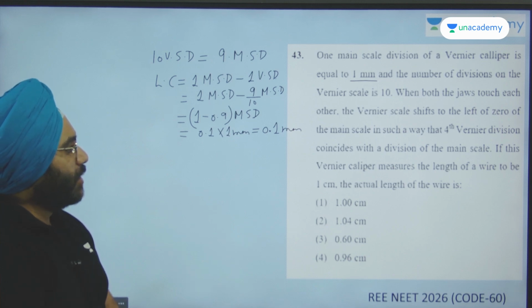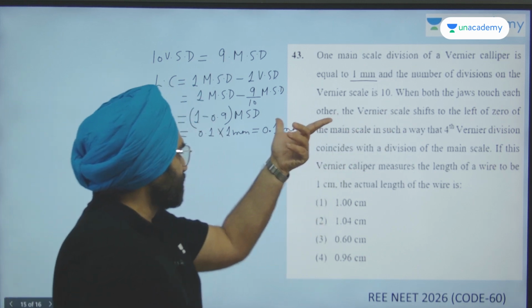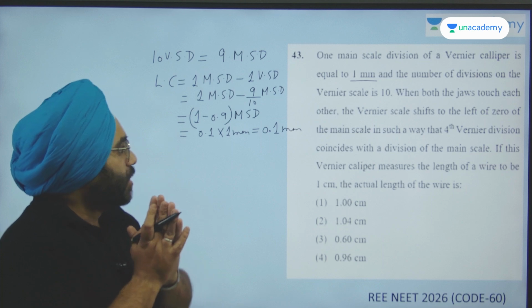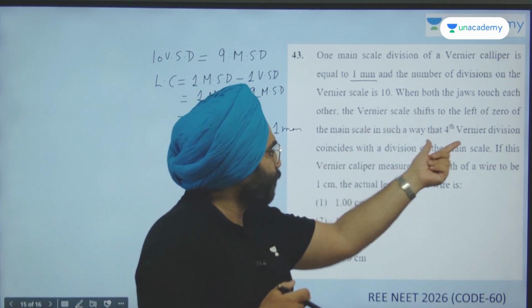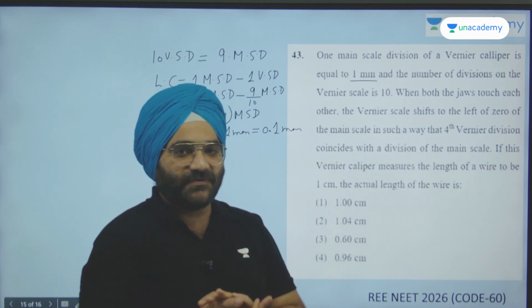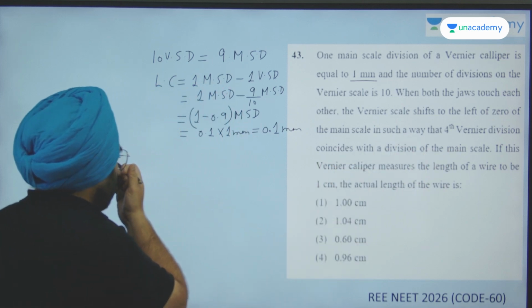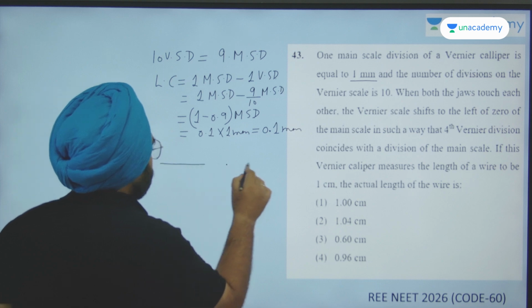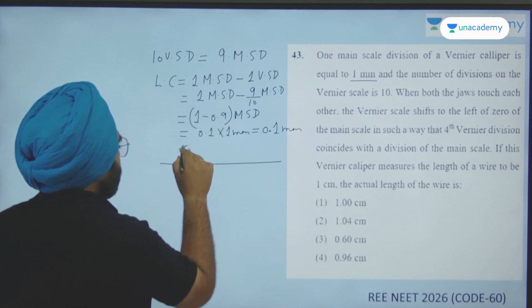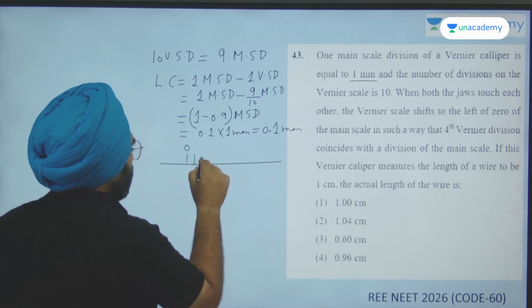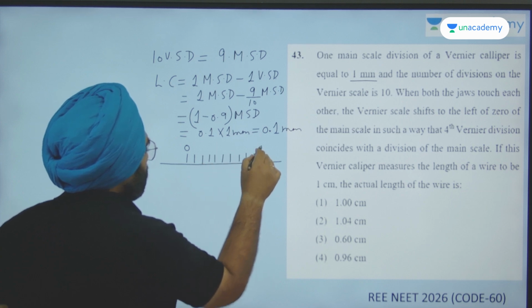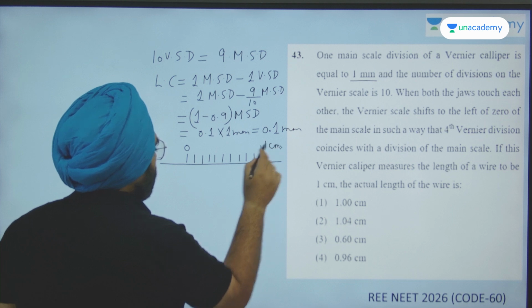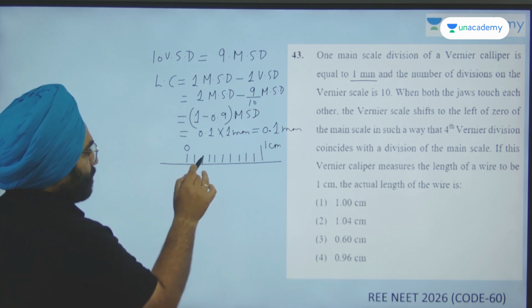Now they are saying when both the jaws touch each other, when it is in a closed condition, the vernier scale shifts to the left of the zero of the main scale in such a way that the fourth vernier division coincides with a division of the main scale. Now try to understand how it looks. In this case, the main scale, let's consider starting from here 0 and then 1 mm, 2 mm, 3 mm, 4 mm, 5 mm, 6 mm, 7 mm, 8 mm, 9 mm, 1 centimeter. All these divisions are 1 mm, 1 mm, 1 mm, 1 mm.